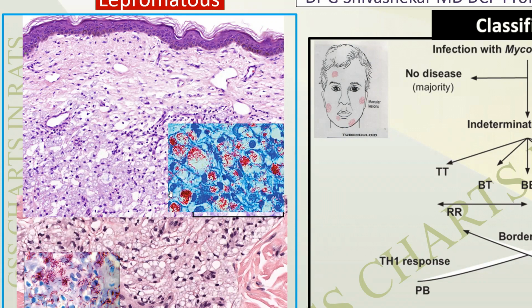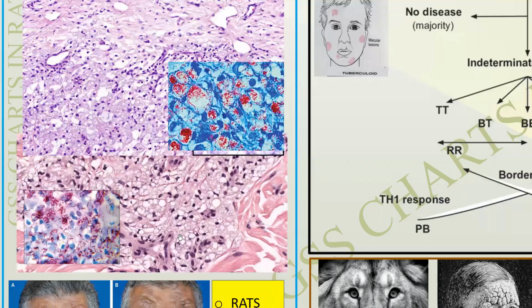When I go to a slightly higher magnification of the same, I find that these are the cells. The cells are large. They have vacuolated cytoplasm. They are called the Virchow cells. And the bacilli are present in the form of cigar bundles or a fish in a stream appearance. And these are called the globi. This is the classical feature of lepromatous leprosy.